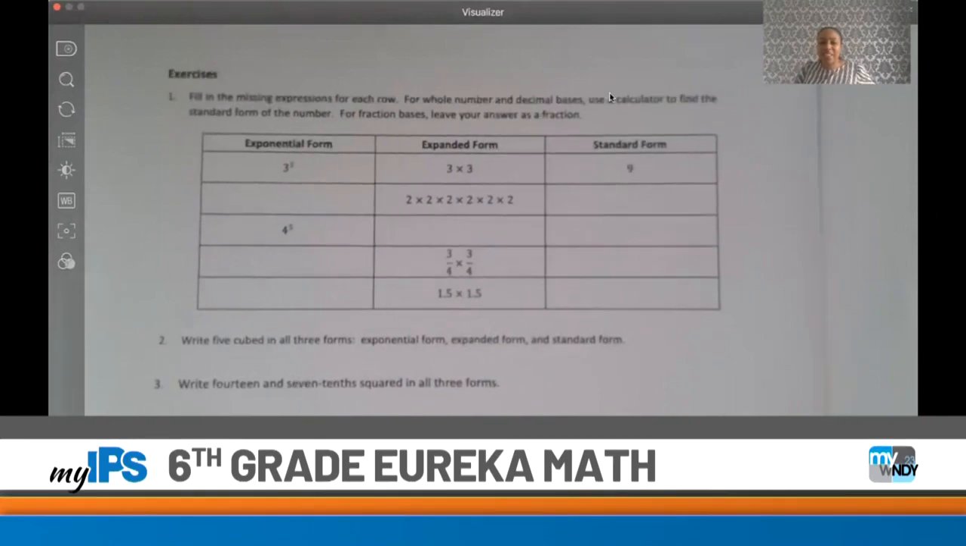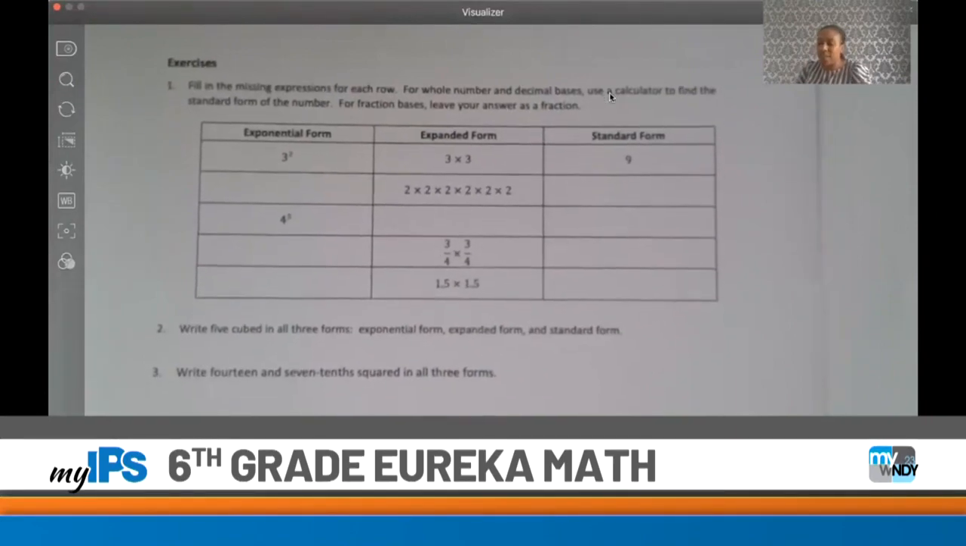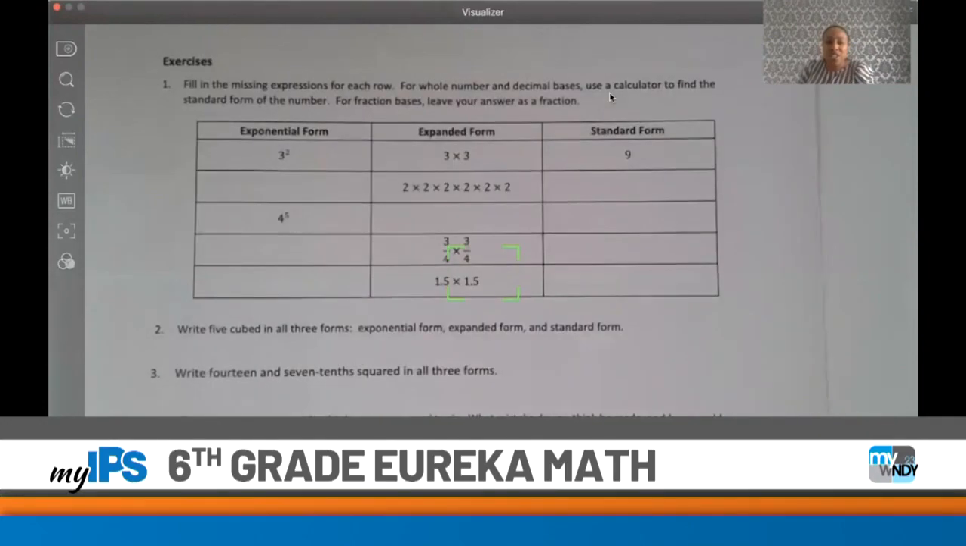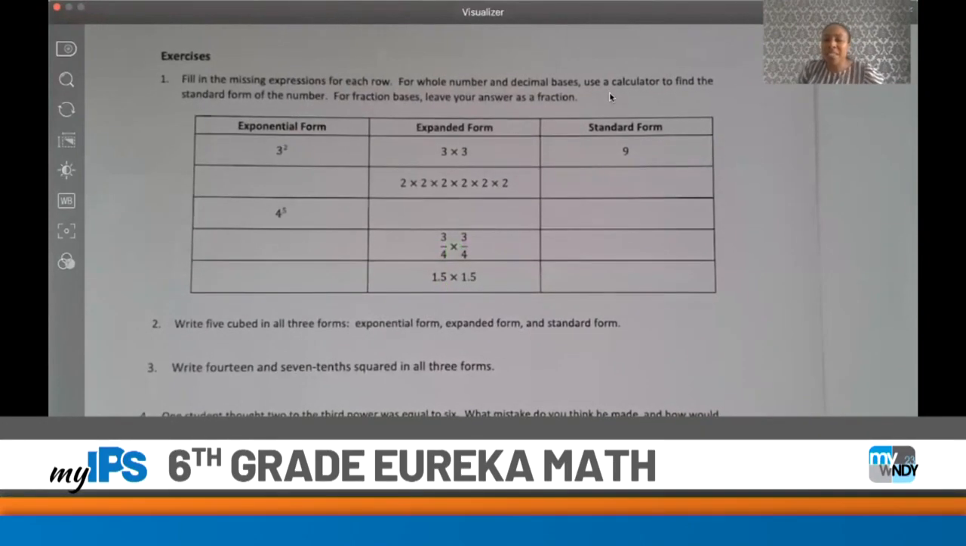Now take a look at the exercises 1 through 4. Go ahead and pause the video, and we will resume and go over the answers when you're ready. All right, let's go over our answers. Fill in the expressions for each row. For whole numbers and decimal bases, use a calculator to find the standard form of the number. For fraction bases, leave your answer as a fraction.